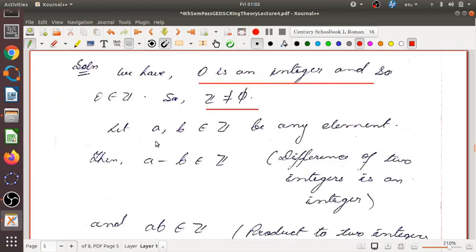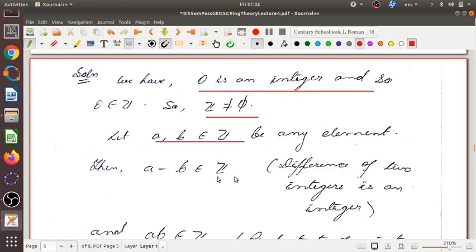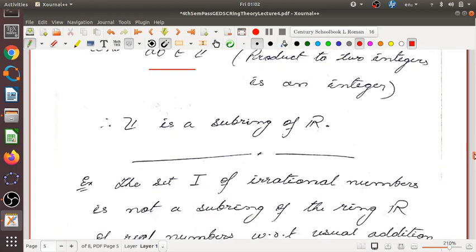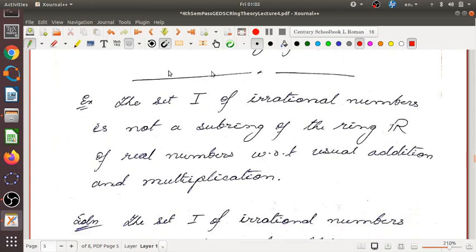And if we take any two elements of Z, then the difference of two integers is an integer. These are by properties of integers. So a minus b belongs to Z, and the product of any two integers is also an integer. So by the subring test we can show that Z is a subring of R. But you see there are some other sets which are not subrings.